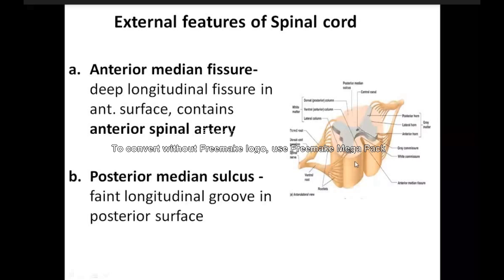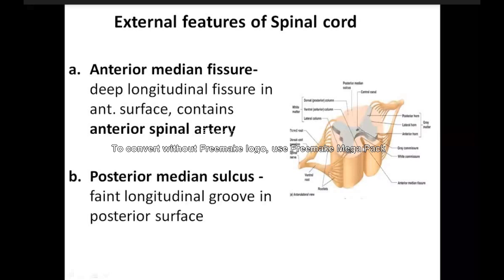Now the outer is the white matter. So this is white matter, this is gray matter. Now this is the anterior part, so this is ventral, the ventral part or the anterior part. This is the posterior part. Now in the anterior part, you can see a fissure in the midline, and that fissure is deep. So the deep longitudinal fissure in the anterior surface is known as the anterior median fissure.